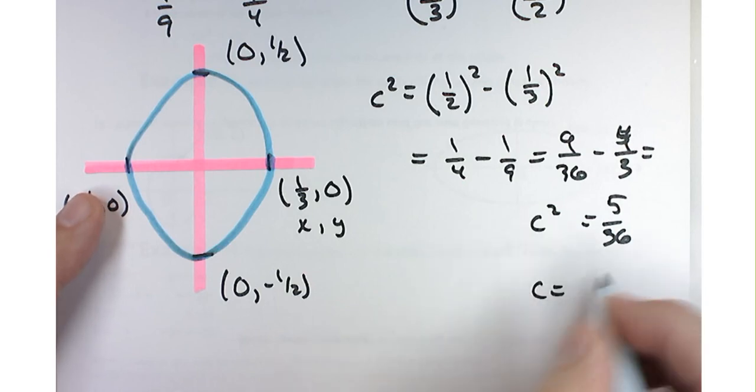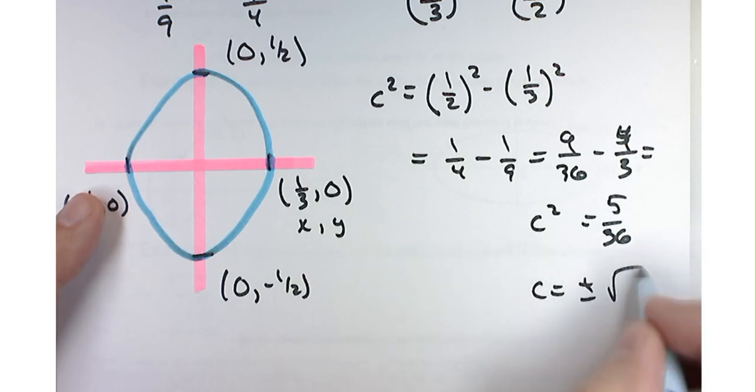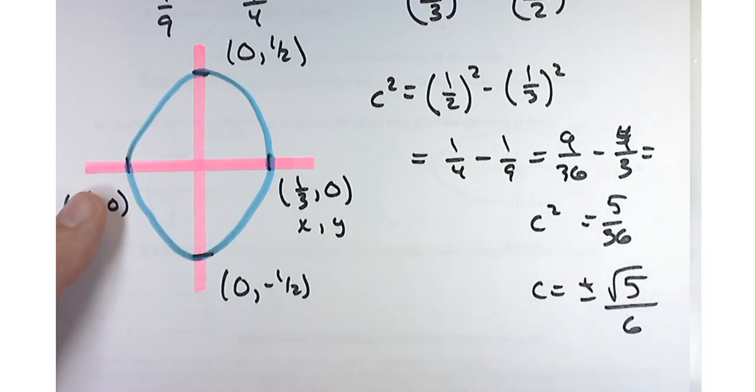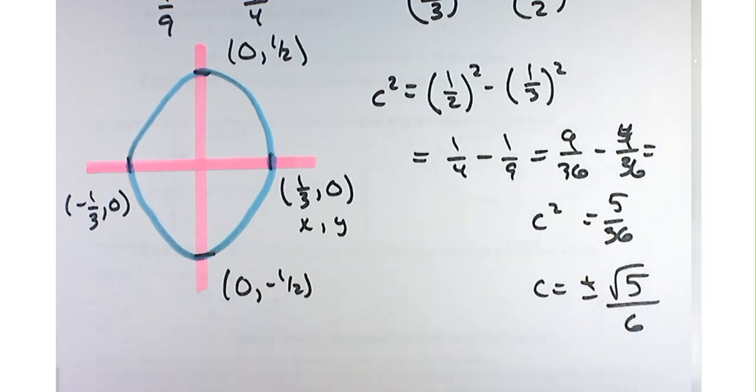C is going to be plus or minus the square root of 5 over the square root of 36. The square root of 36 is just 6. So there's where my foci are going to lie. Don't forget the 6 under it. It just looks like 4 over 36. Thank you.